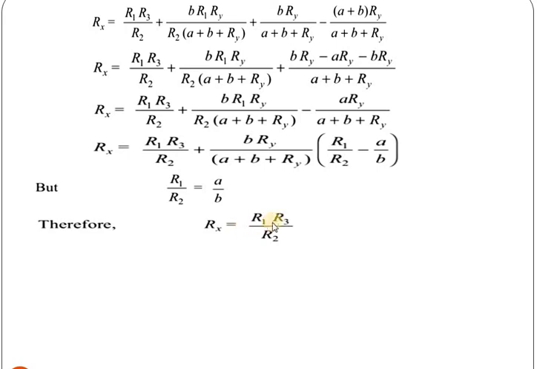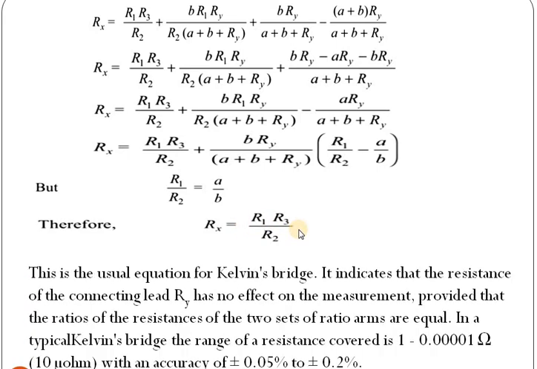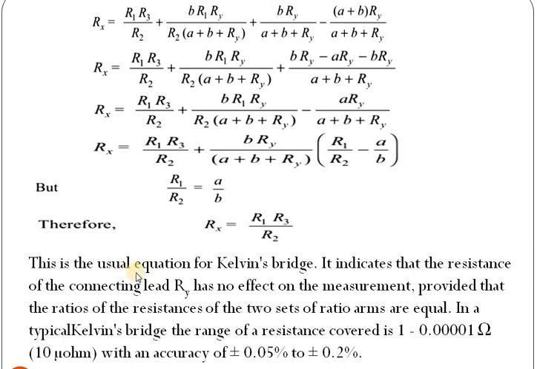We got that Rx is equal to R1 R3 by R2. So this is the usual expression for Kelvin's bridge. Already we got this same expression in equation 3. Whereas here we can obtain the same expression also by making the division of another set of resistors for the Kelvin's bridge, Kelvin double bridge. Again for the Kelvin double bridge also we got the unknown resistance as Rx equal to R1 R3 by R2.